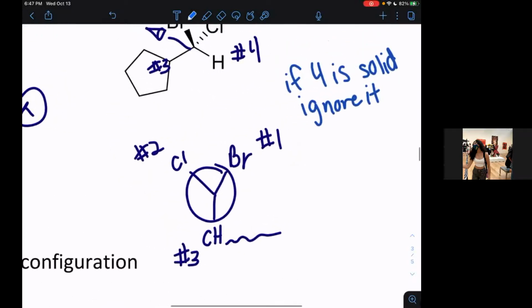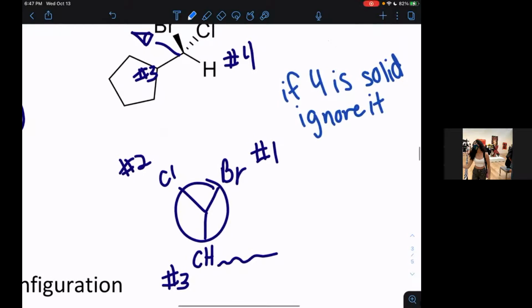Because I'm pretty sure I drew this right too. Give me a second. If you're looking this way, maybe the bromine and the chlorine are on the wrong side. Yeah, I'm pretty sure they aren't because it would be on your right, if it's coming towards you. So if you're looking this way, this is in the back.